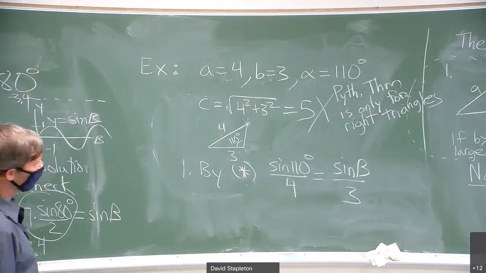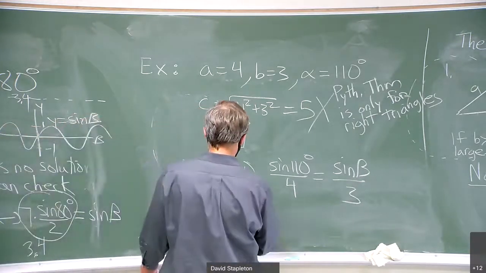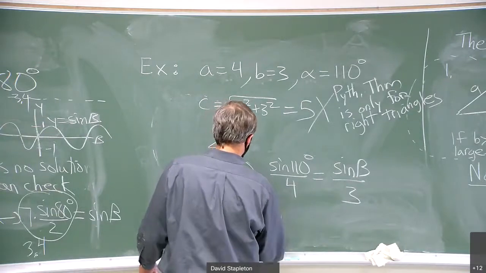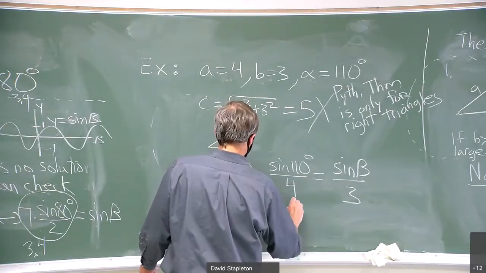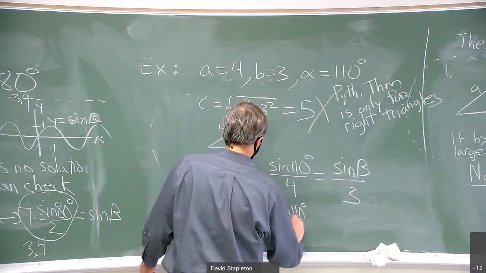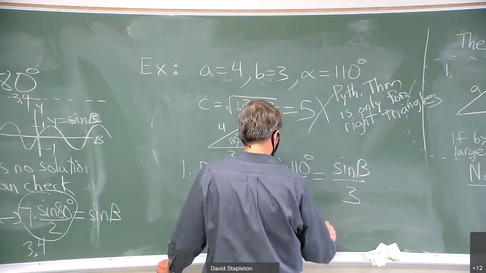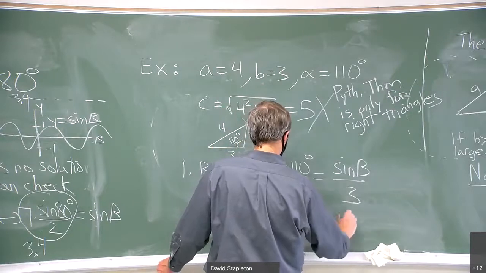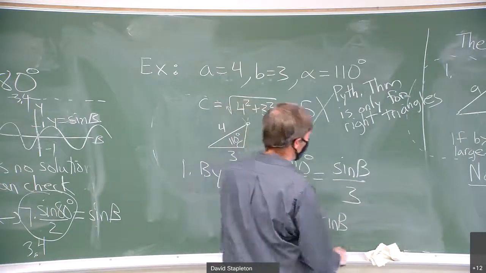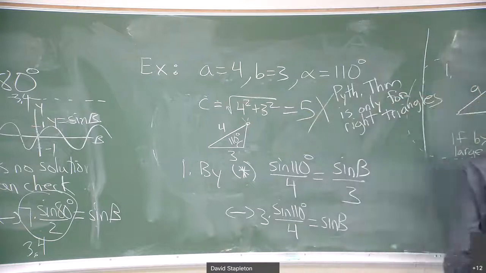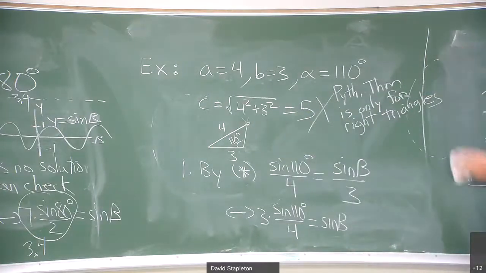How do I find beta? I can multiply through by 3 and say this is equivalently 3 times sine 110 degrees over 4 is equal to sine beta. And now, what could beta be? This is where the ambiguity really sets in.